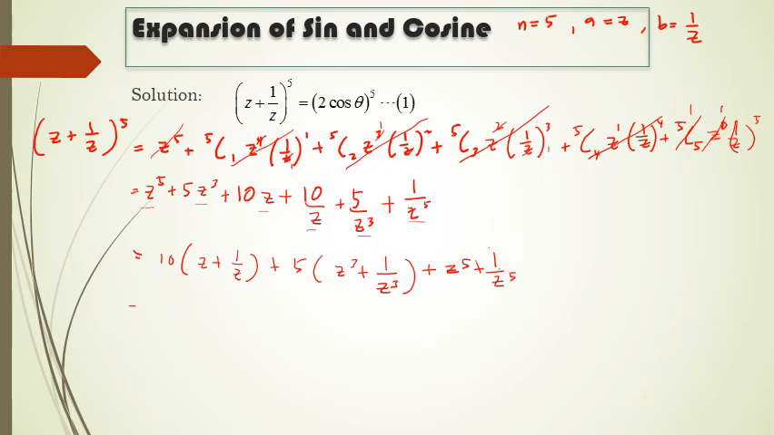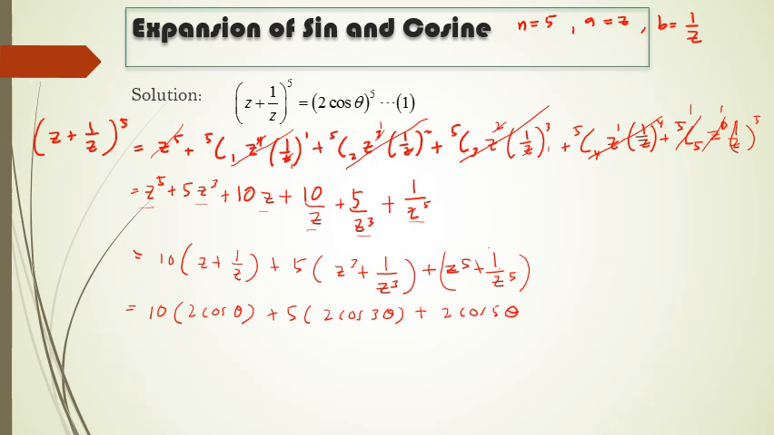Okay, now we apply theorem 5 again. So it will be 10 times z plus 1 over z, which is 2 cos theta, and then plus 5 times z power 3 plus 1 over z power 3, which will be 2 cos 3 theta, from the theorem here. And then this one will be 2 cos 5 theta.